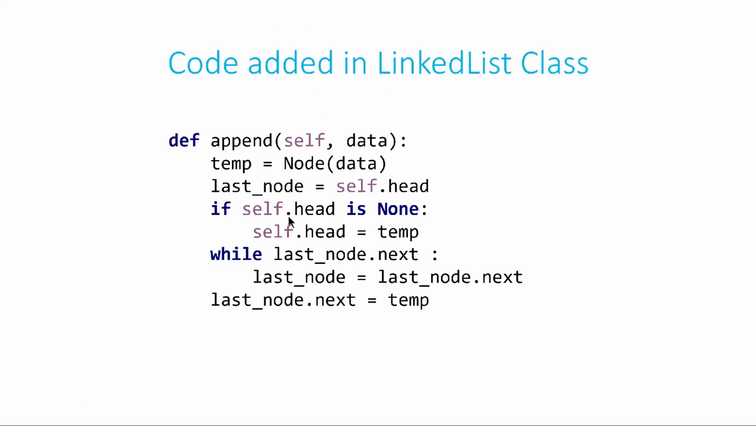So if you see here in the code, we have done this check. Firstly, we have created a new node. Then in last node, you have assigned self.head. If self.head is none, in the head you'll simply assign temp. So this is going to be the first and last node in it. Otherwise, we'll run a loop till you get last node dot next as none. Once you get it, in last node dot next you are putting temp. That's it. This whole tutorial was about insertion of a new node in your linked list.